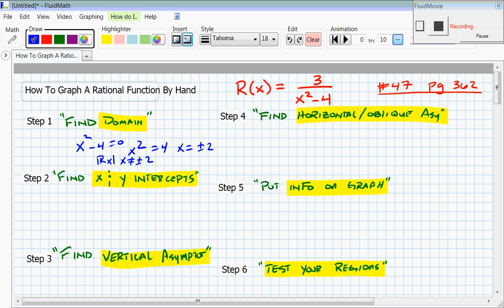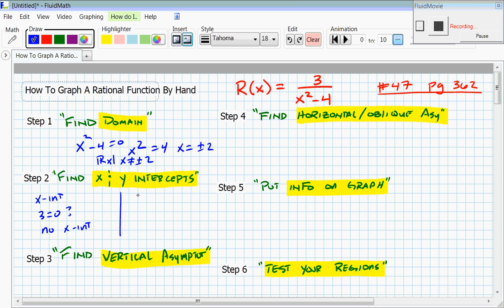Does that sound good to you guys for the first part? That's step 1. Find the domain. Okay. Step 2. Find the x and the y-intercepts. So to find the x-intercepts, anybody remember what we did from yesterday? Set what to 0 to find the x-intercepts? Set the numerator to 0, right? So does 3 ever equal 0? No, so that means there is no x-intercept.